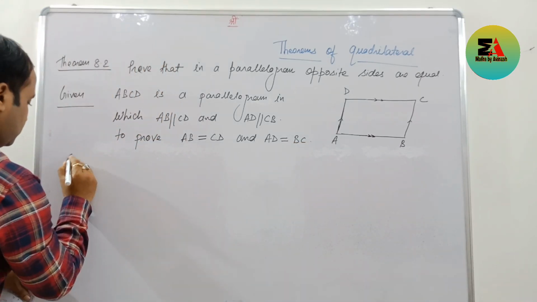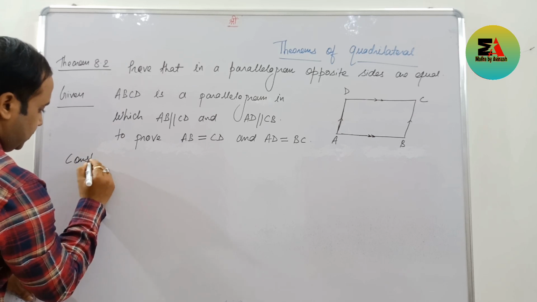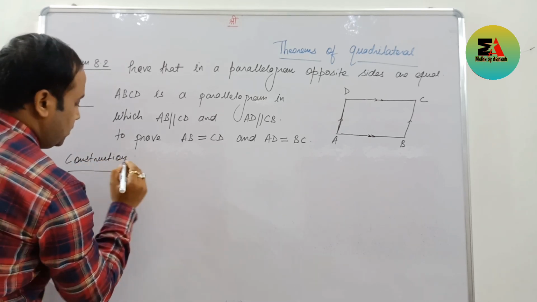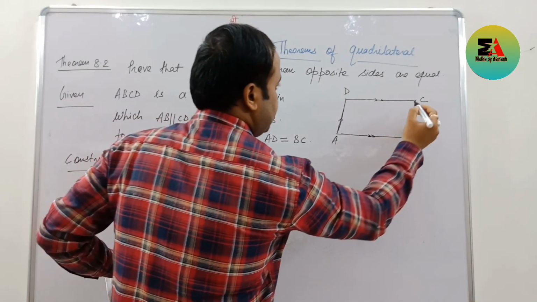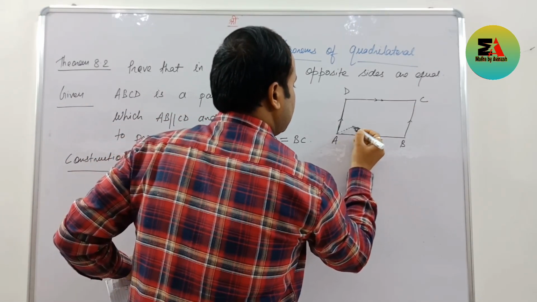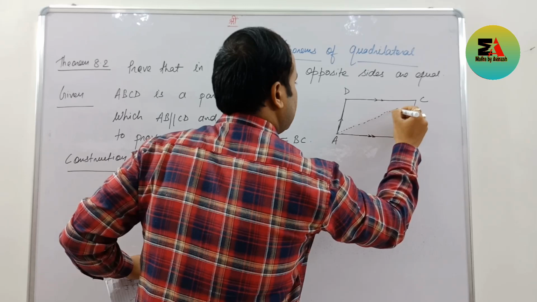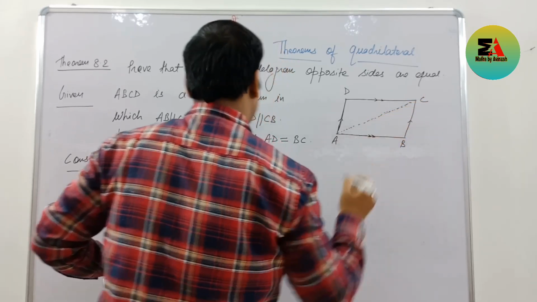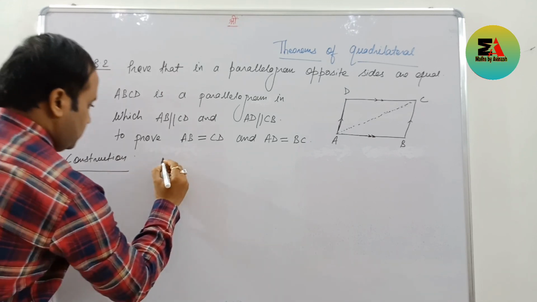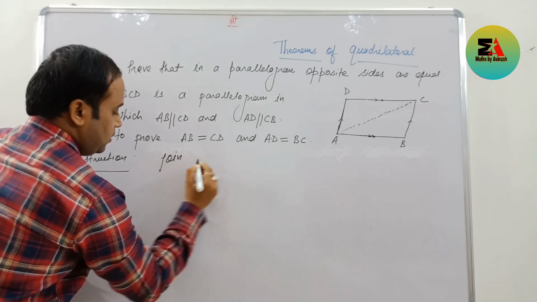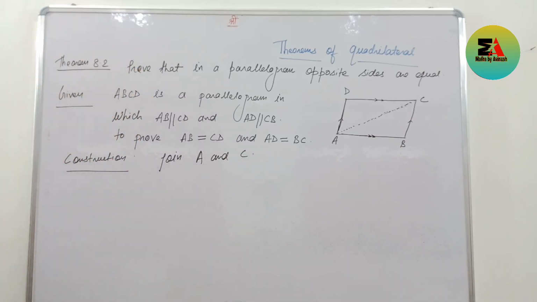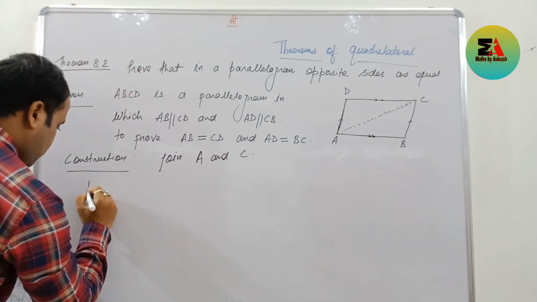Now, construction. What we have to construct? Join AC. You have to write: Join AC. Clear? Now in proof.